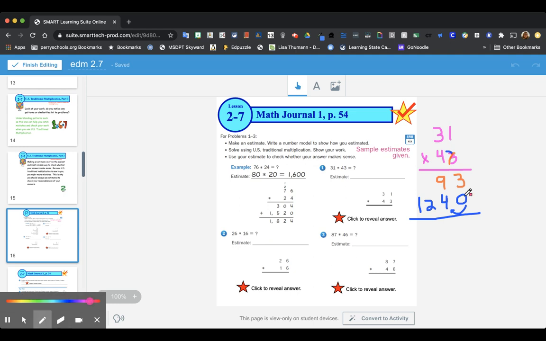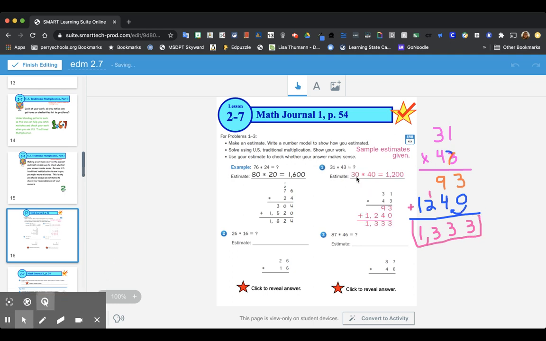Remember that the next step is to take the 2 partial products, the 2 products there, 93 and 1,240, and we're going to add. So we've got 3 plus 0 is 3. 9 plus 4 is 13. 2 plus 1 is 3. And then we have 1. So our answer should be 1,333.